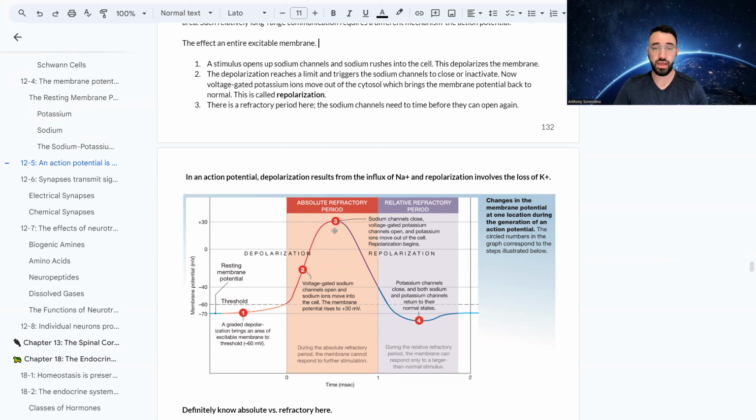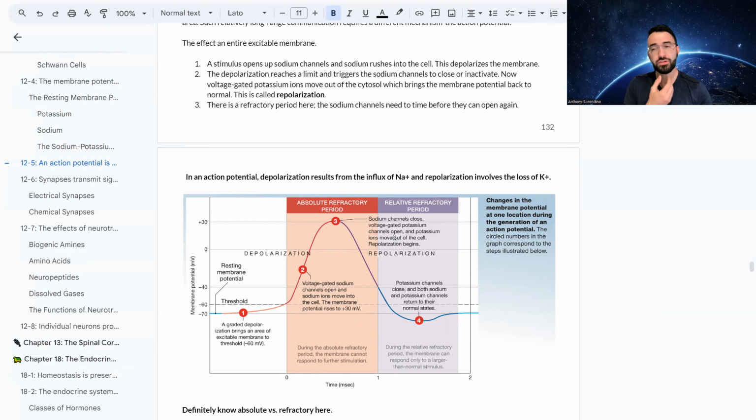The depolarization reaches a limit, and it triggers the sodium channels to close or inactivate. That's when we talk about this absolute refractory period, where the neuron cannot accept any more stimuli, okay? The voltage gated potassium channels open, and these voltage gated channels are exactly what the name suggests. When there's a change in the membrane potential, they are triggered to open.